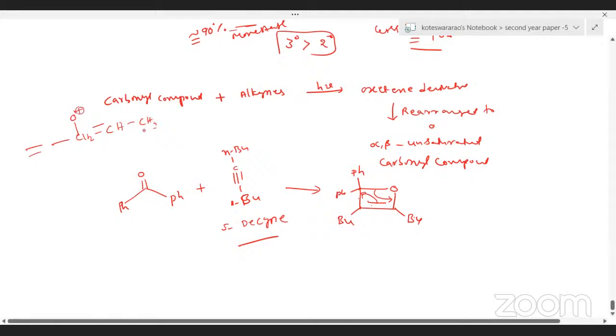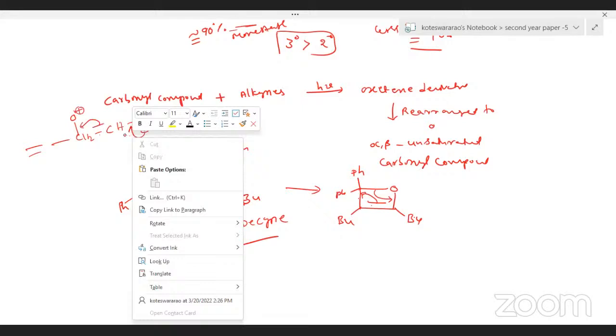Suppose it carries the positive charge, it carries the negative charge. This negative charge is donated to this carbon. Now these electrons are donated to this position. Now the alpha beta unsaturated compound is generated. Look at here, this bond here also is like this.